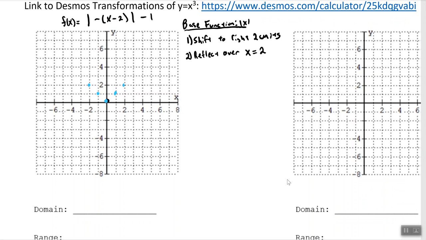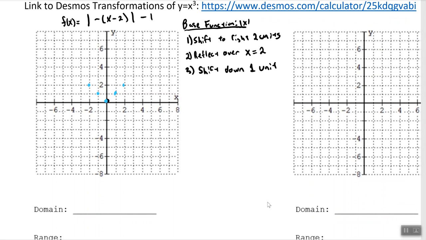So our horizontal shift is going to decide what we have to reflect over. Since I shifted 2 units in the positive direction to the right, x equal to 2 is what I'm going to reflect it over. And then the final step, the outermost thing that you always deal with last, is your vertical shift up and down. And since we have a -1 here, it's going to be shifting down 1 unit.